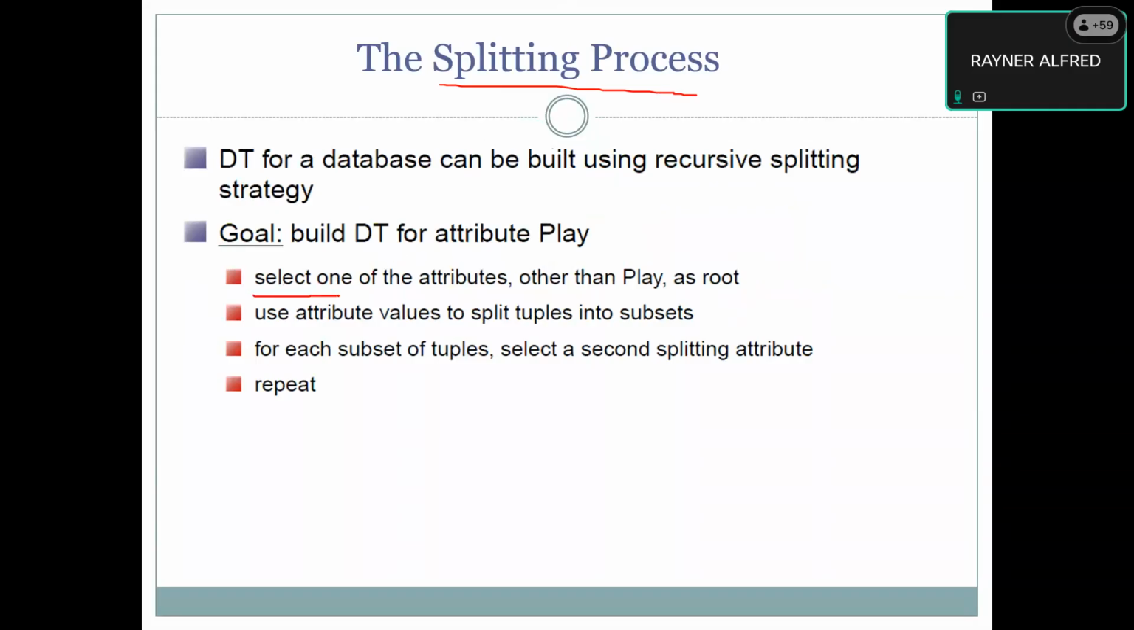When we want to determine the splitting process, the first thing that we need to do is select one of the attributes other than the play, because this is your label. We cannot take this one as your root. We must select from the other attributes. And then we use the attribute values to split the tuples or the records into subsets of documents that we have. For each subset of tuples, we select again the second splitting attribute until we reach where all the documents in the particular partition belong to the same classes.